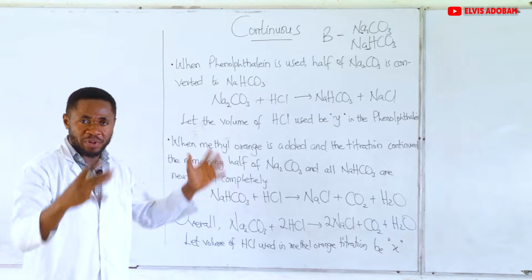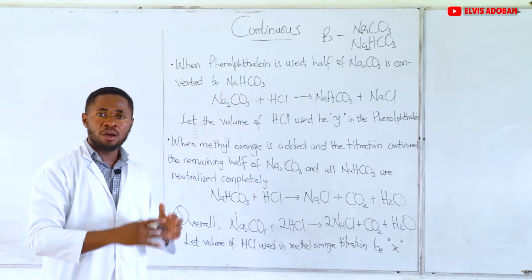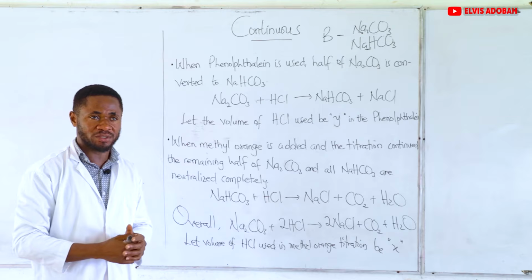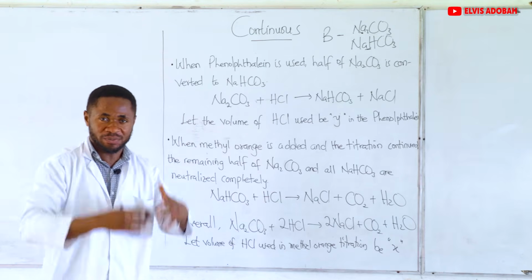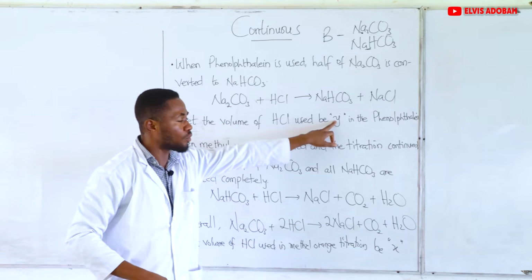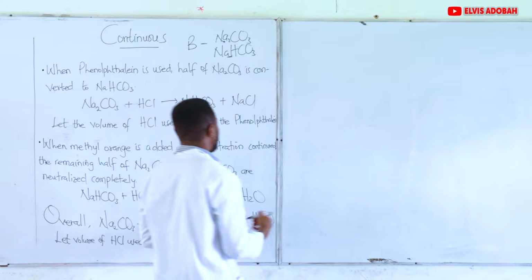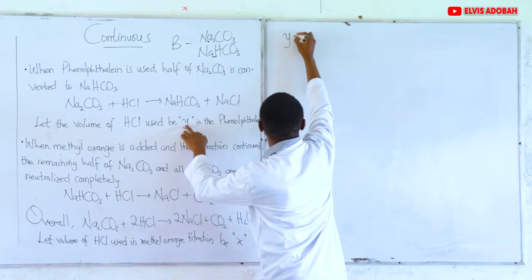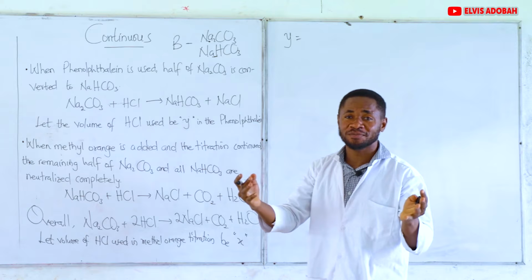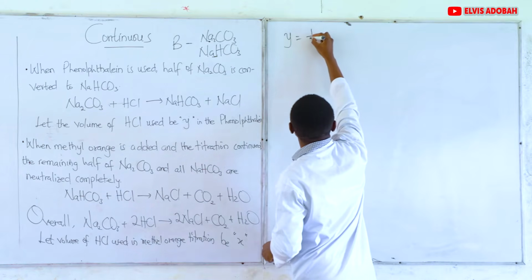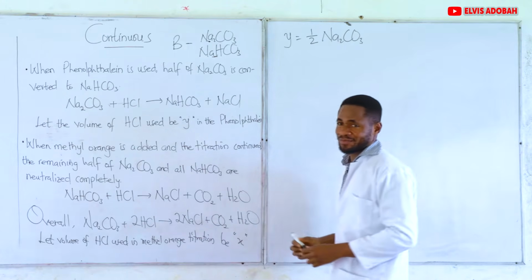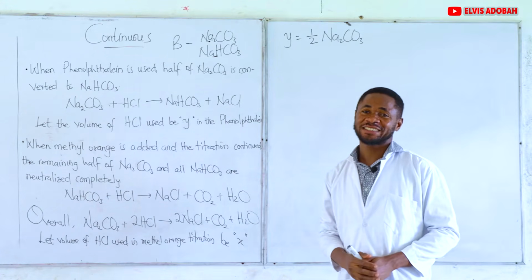Now, let's represent this information more pictorially so that everything becomes simpler for us. So, what we are saying is, Y is the volume of acid. Let's say this is our Y. Our Y is the volume of acid that was needed to do what? To neutralize half of sodium carbonate. That is what we have said.